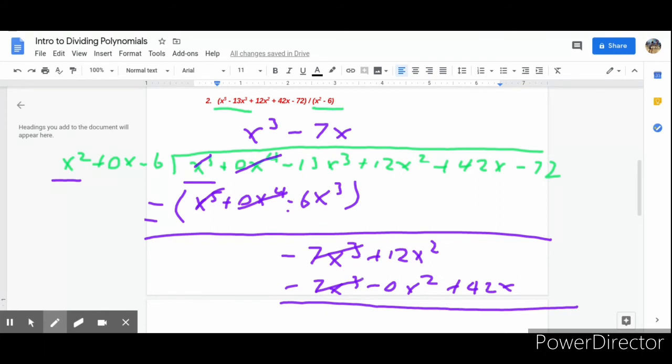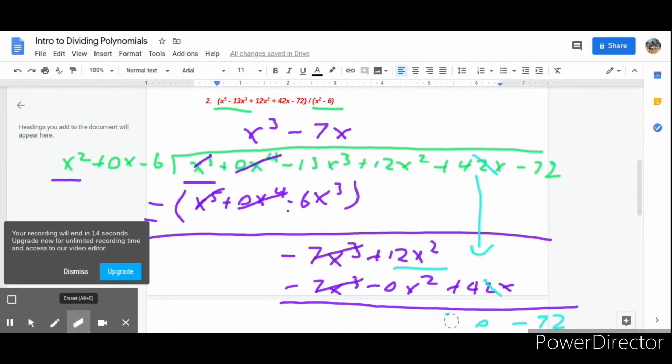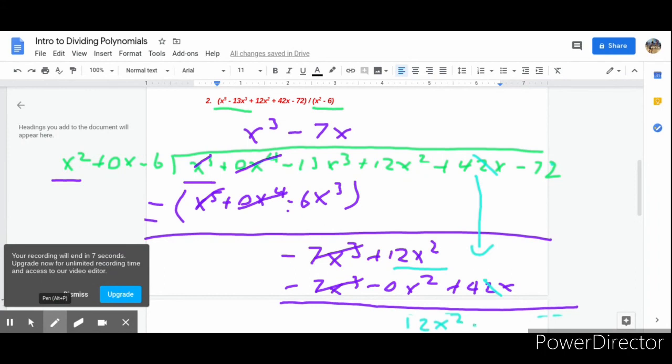And then you see this placeholder is simply 0. So this 12 times x squared would not be affected. So we're going to bring that down, 12x squared. And then if we bring this down, 42x, that will cancel with this 42x, so that would be 0. And then you can bring this negative 72 down, then just negative 72. So let me first erase everything right here. So from then we know that it simply will be 12x squared minus 72.